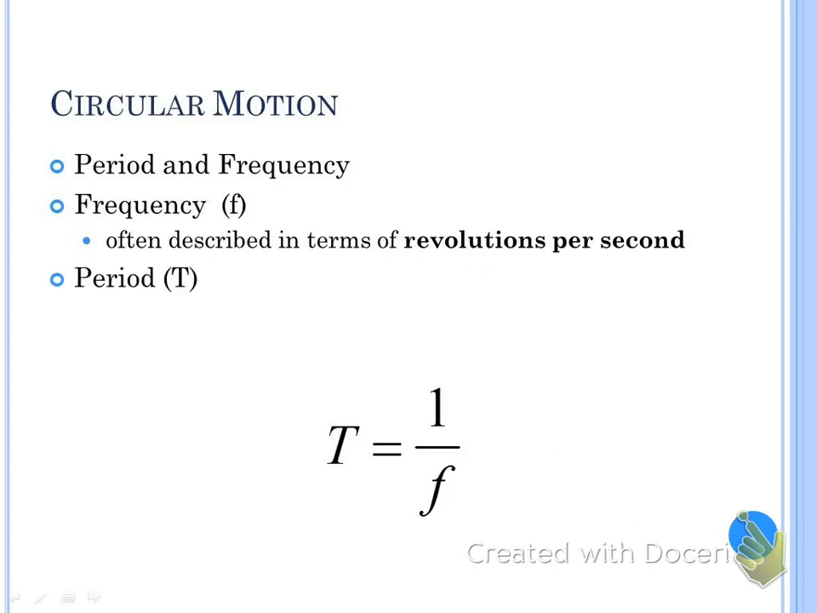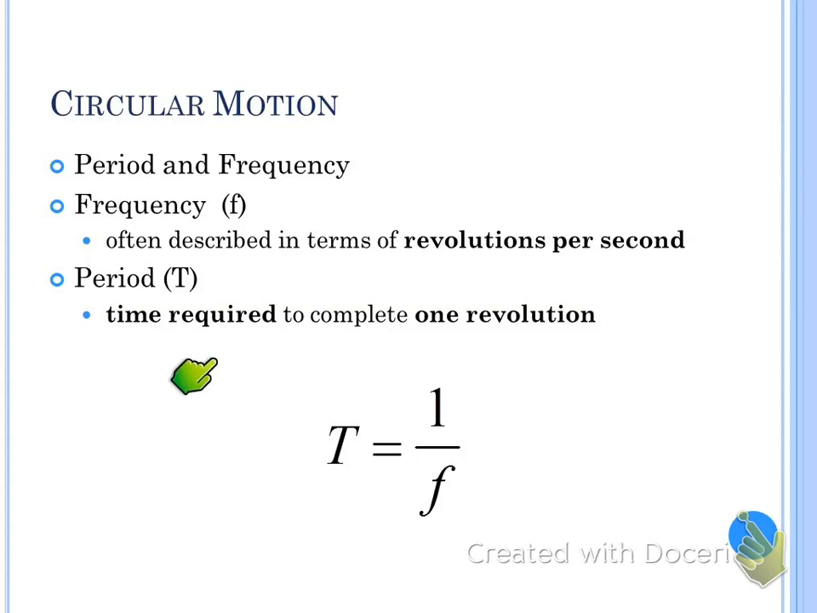All right, our period, on the other hand, is the reciprocal of that. It's the time that's required to complete 1 revolution. So it's like seconds per revolution. These two are reciprocals of each other, and you see the relationship right here. Usually the units for period are just seconds because we know it's per 1 revolution.